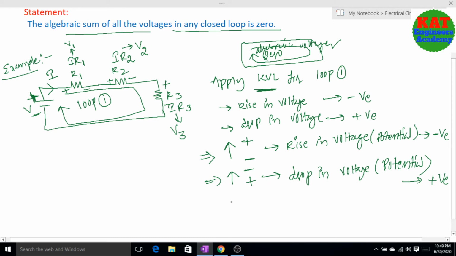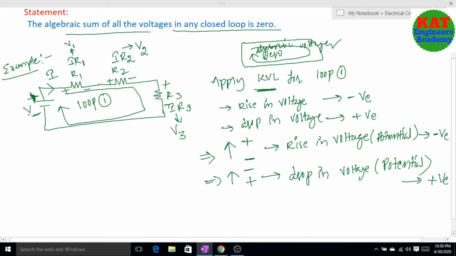Now finally I am writing the equation. For that circuit we have a voltage source, with the current direction through R1, R2, R3. Again it enters the negative and leaves from the positive. So finally it is flowing from negative to positive, which is nothing but a rise in voltage, considered as negative.